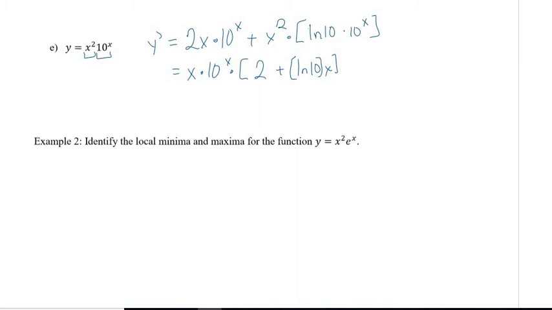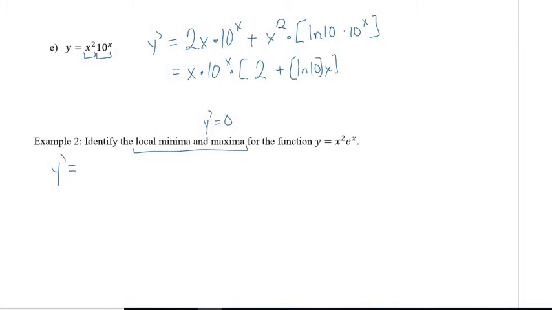So example 2 says identify the local minima and maxima for the function y equals x squared times e to the x. Now think back, local minima and maxima, that's going back to curve sketching. That was something that we saw there. And we said to do that, we just set the derivative equal to 0. So let's take the derivative of that function.